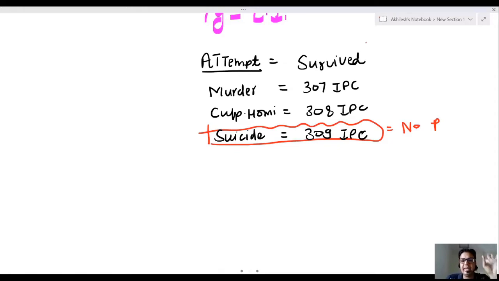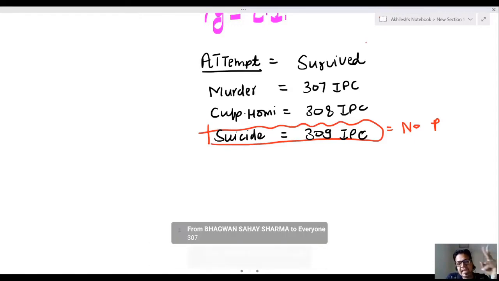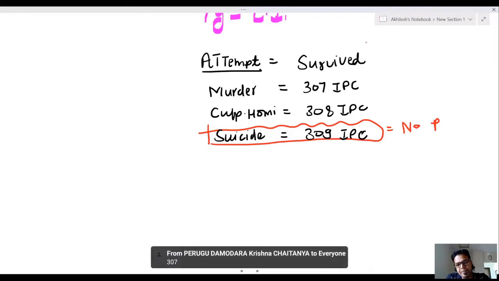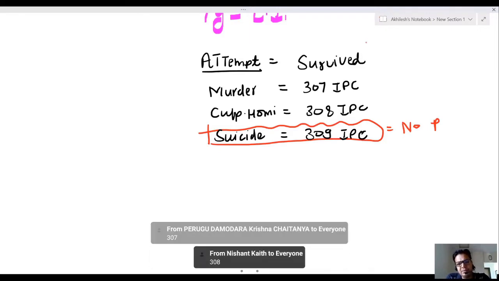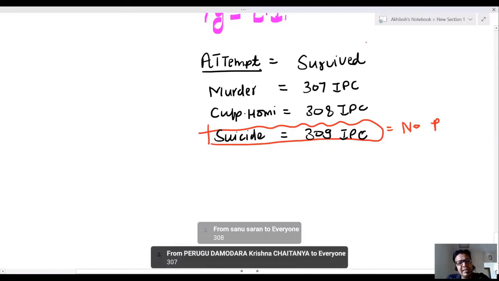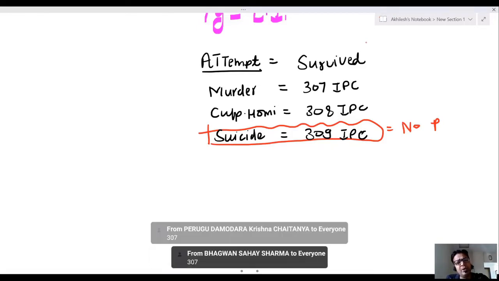X fires on Y. Y survives. X is punishable under which IPC? Why 304? X is firing on Y, Y survives. It is what, my dear friend? It is attempt to murder. Why are you writing 308?